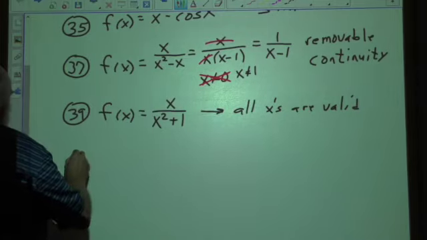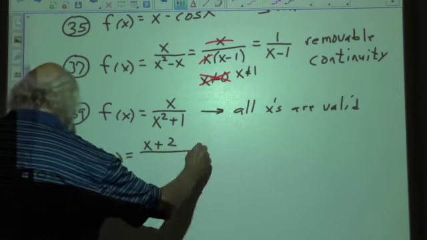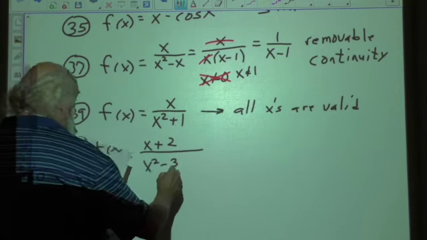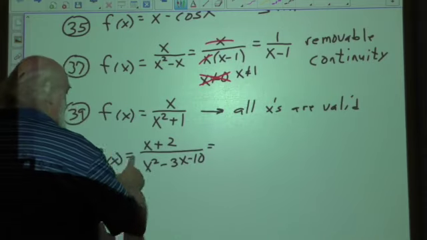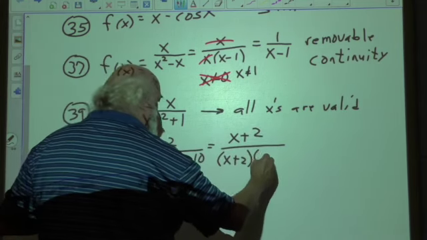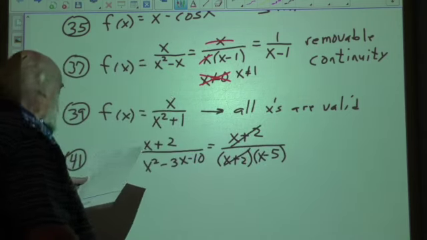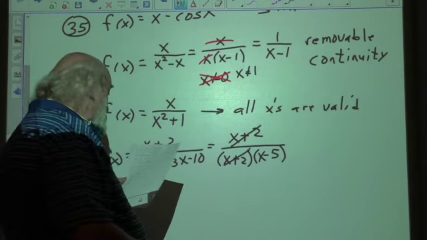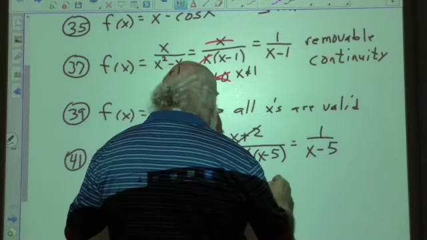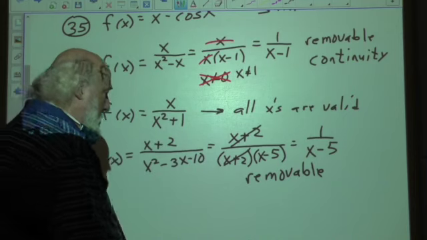Number 41, f of x equals x plus 2 over x squared minus 3x minus 10. Definitely need to factor this out. The numerator is x plus 2, and the denominator factors as x plus 2 times x minus 5. The x plus 2 cancels out. Because it's cancelable, we are left with 1 over x minus 5. So this is a removable discontinuity.